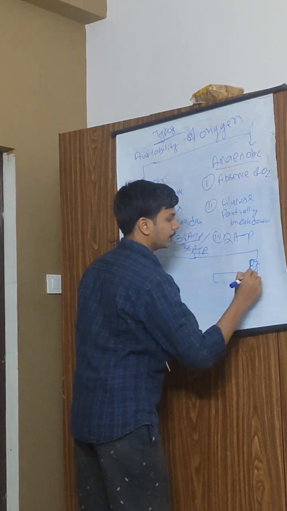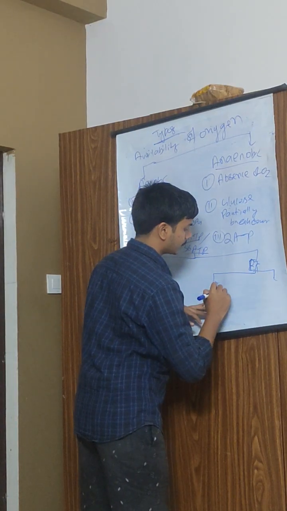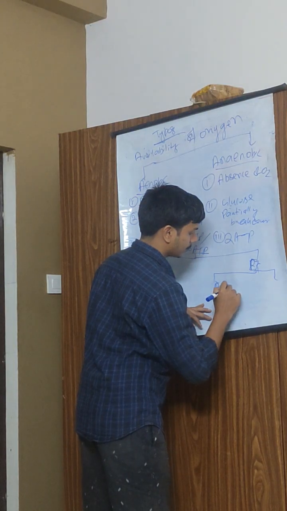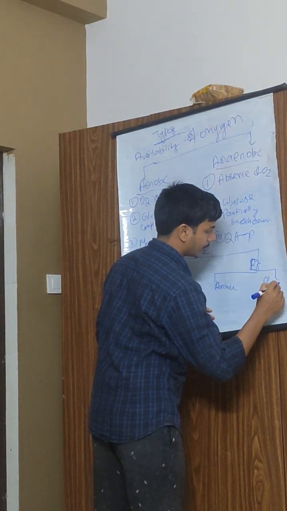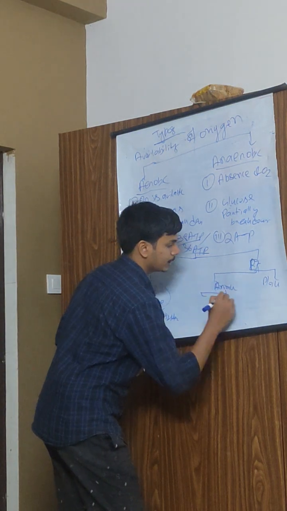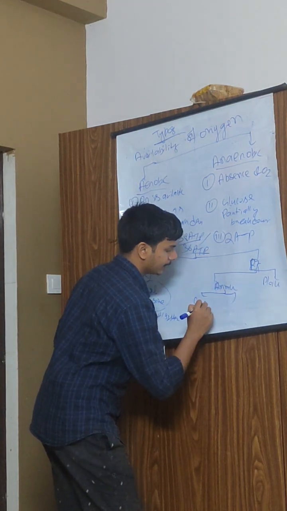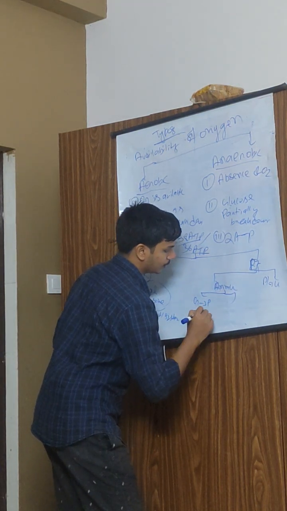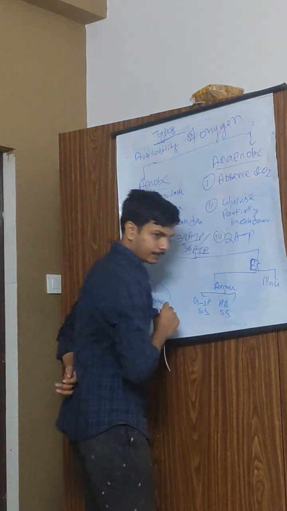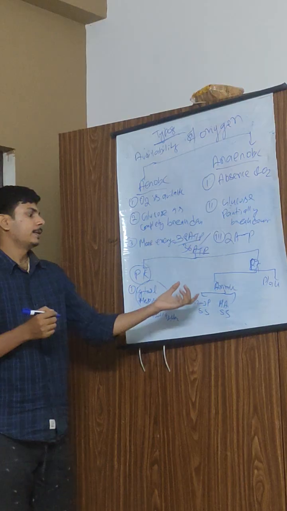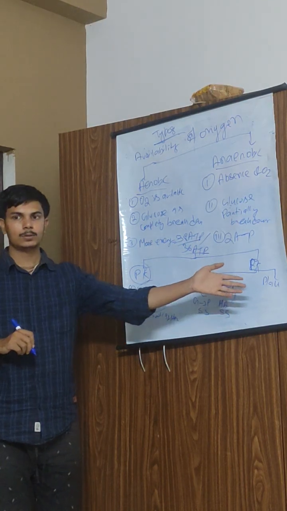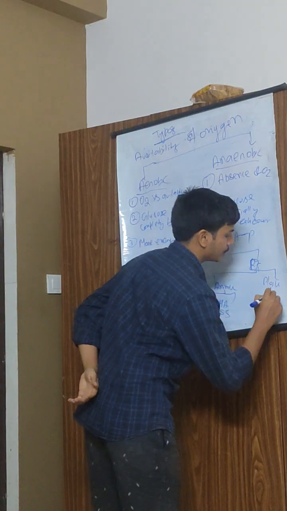In eukaryotes, mainly of two types: plants and animals. In animals, there are two types of shuttle system present. One is the glycerol 3-phosphate shuttle system, and another is the malate aspartate shuttle system. But this glycerol 3-phosphate shuttle system is not present in plants. Only the malate aspartate shuttle system is present.